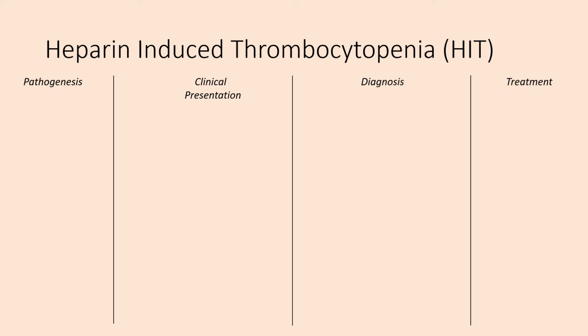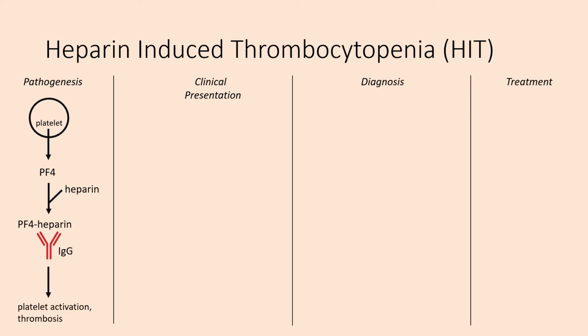Heparin-induced thrombocytopenia, or HIT, is the most common drug-induced thrombocytopenia. When platelets are activated, they release platelet factor 4, or PF4. And PF4 can bind heparin, and this PF4 heparin complex can be targeted by IgG antibodies. And this antibody PF4 heparin complex then activates platelets, leading to thrombosis and thrombocytopenia. So in this case, the thrombocytopenia is seen because of widespread platelet consumption rather than destruction, as is the case in ITP.